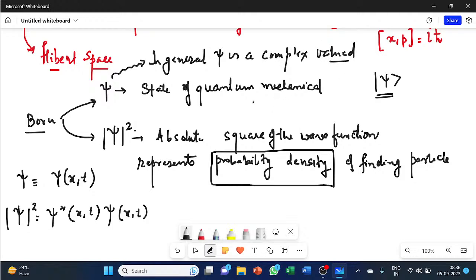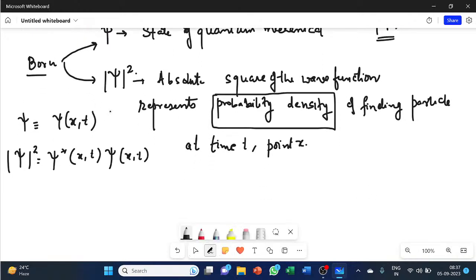Okay, psi is complex valued. Now you see, if I take psi star psi, it is going to be some real quantity, and this real quantity represents the absolute square value of the wave function. It represents the probability density of finding a particle at time t and point x. Is that clear? Okay, so this is one thing.